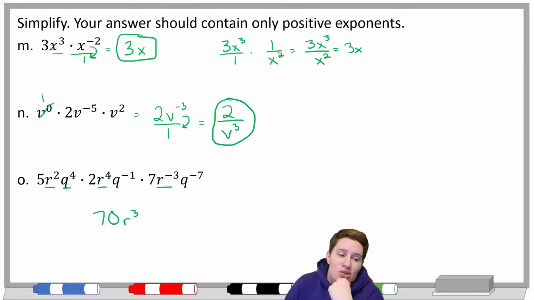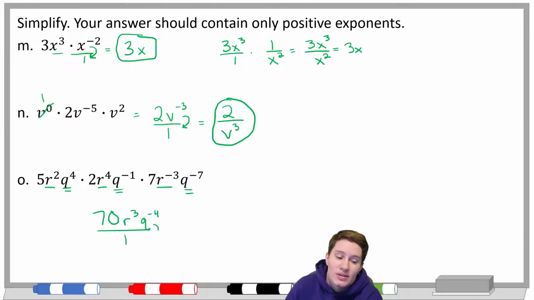And then we look at the q's, and we say, okay, 4 plus negative 1 plus negative 7. 4 plus negative 1 is 3. 3 plus a negative 7 is negative 4. So this would be q to the negative 4.